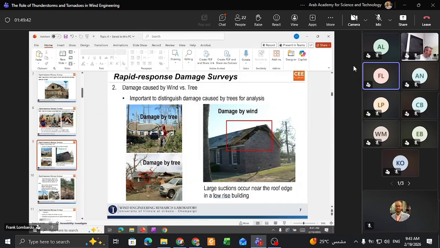You can see what's left of the structure there as a tree fell right on top of it. Here you can see another example of that. And then here is an example of wind damage. So when you go out on these damage surveys, it does require you to be a little bit of a forensic engineer to determine what actually caused the damage that I'm observing.